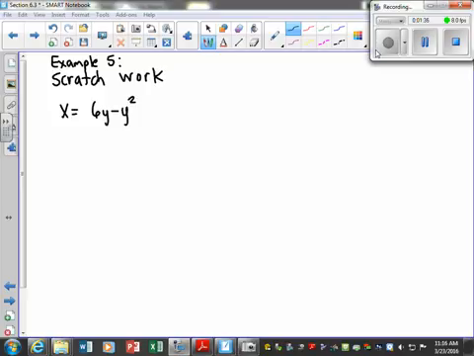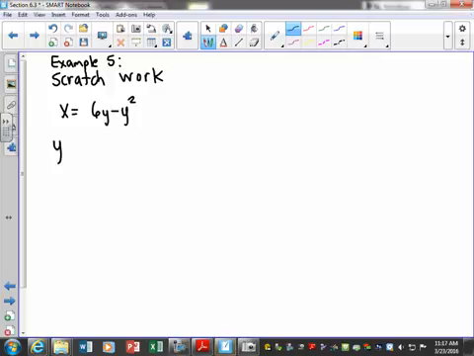Okay, we're just going to have a scratch work page for this. So the first thing we want to do is solve for y equals. We have y squared minus 6y is equal to negative x. All I did was bring all my y values over here and x values over here so that I can set up the complete the square method. Like I said, this one's painful.